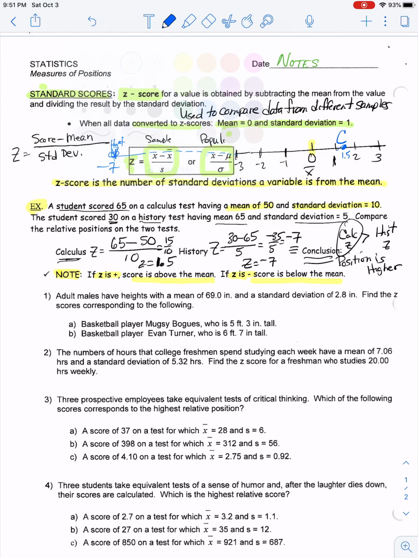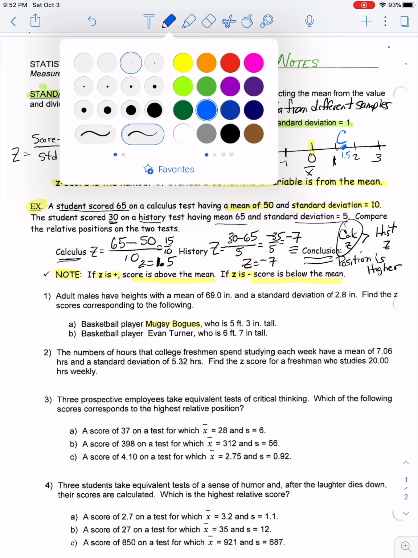Got another example here. Adult males have heights with a mean of 69 inches and a standard deviation of 2.8 inches. Find the z-scores corresponding to the following: basketball player Muggsy Bogues, who is 5 feet 3 inches tall. I selected him because some of you may not know him, but Muggsy is the smallest male to play in the NBA, so I thought you sports fans might find that interesting.